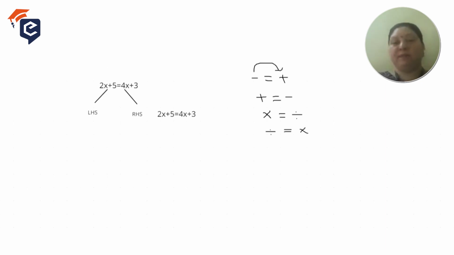Now the minus signs cancel out each other. According to the rule, if we have a multiplication sign, then when we shift that term to the other side, it gets converted into division. Here we have multiplication between 2 and x, so it gets converted into division. Now x equals 2 divided by 2. So our final answer is x equals 1.